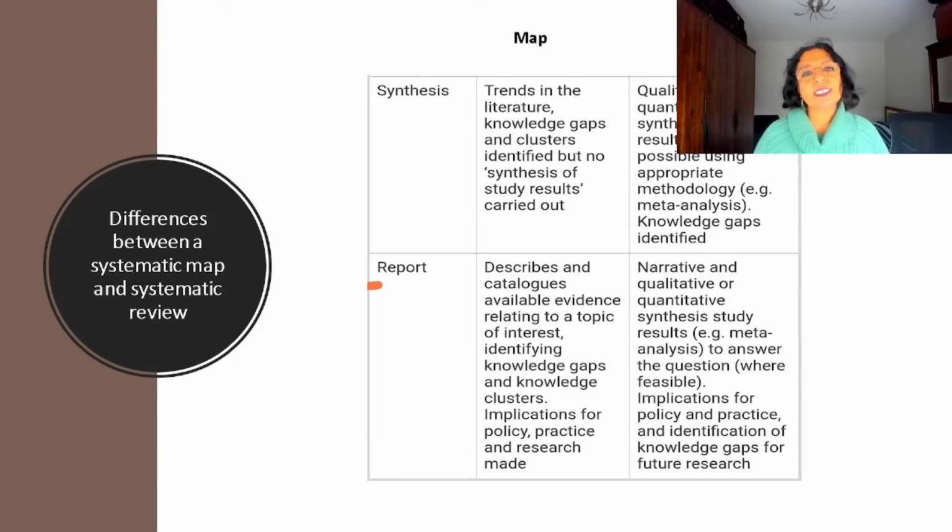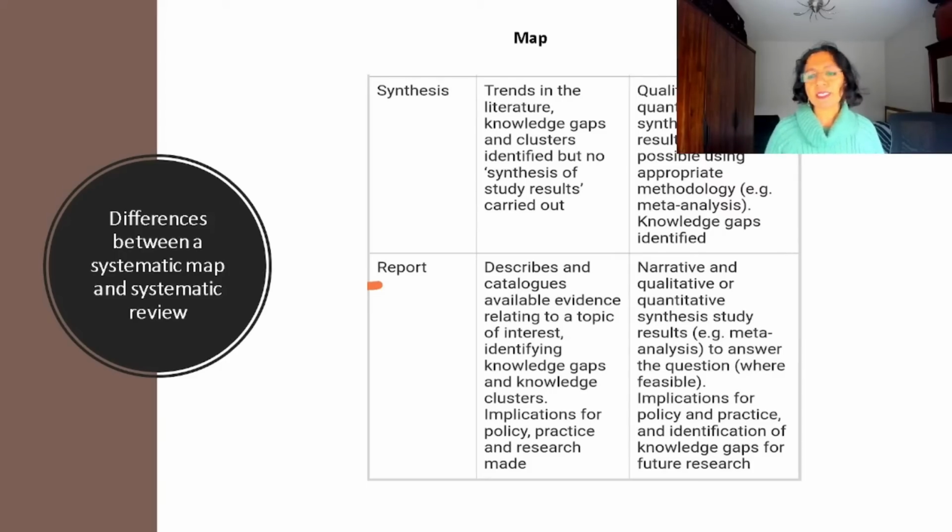So synthesis, usually the trends in the knowledge, trends in the literature, knowledge gaps and clusters are identified, but there is no synthesis of study results in a systematic map. But for systematic review, we do qualitative, quantitative, or mixed method type of synthesis to synthesize the findings from the different studies. The reporting part of a systematic map is usually in a visual form or sometimes in a descriptive way of reporting.